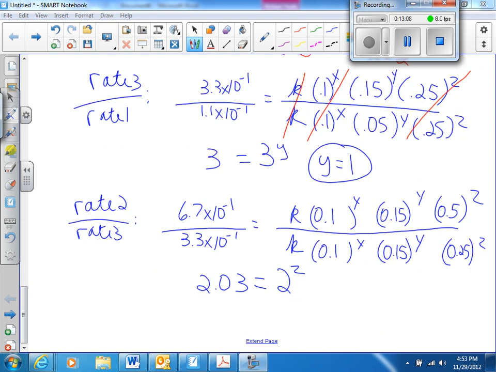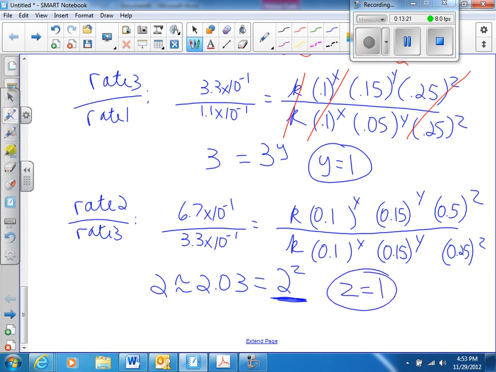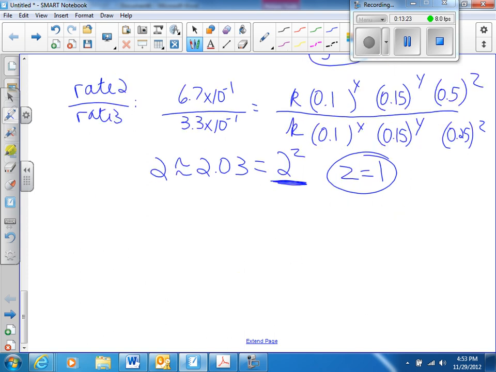Okay, when I do this math, I get 2.03 equals 2 to the z. 2.03 is close enough to 2. I'm going to call it 2. And 2 raised to the first power is 2, so z equals 1. I have my rate law. Rate equals k.